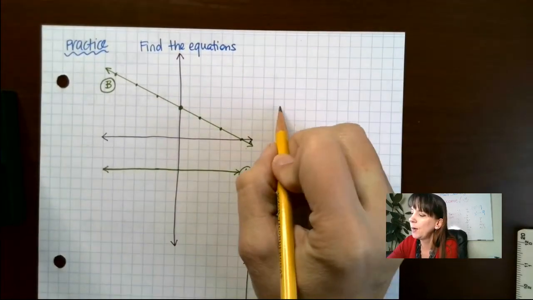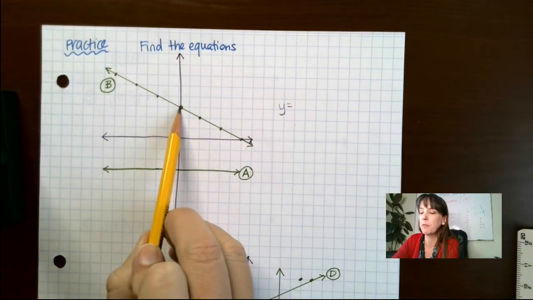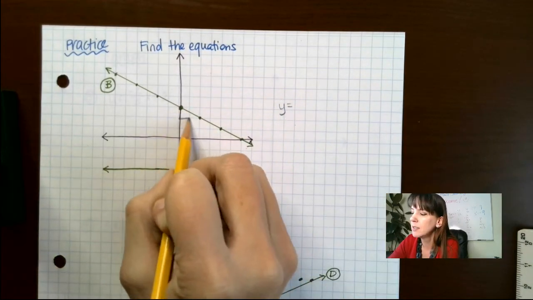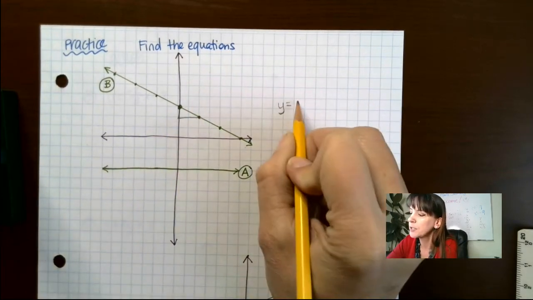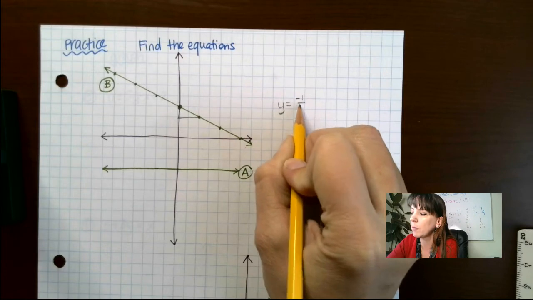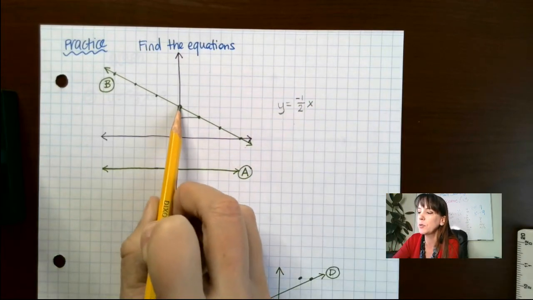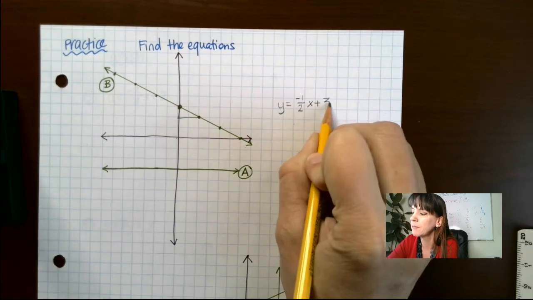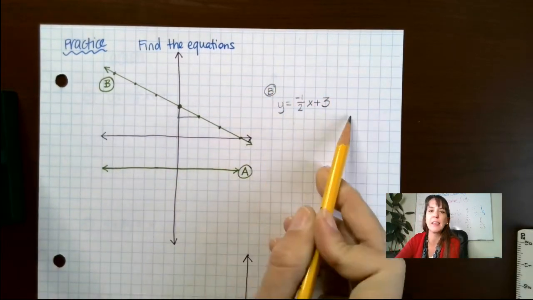All right, so y equals, for this guy, we need to find our slope first. We draw our triangle like this, and we go down 1 and in the positive direction 2. So our slope is -1 over positive 2x. Our y-intercept is 1, 2, 3, plus 3. So the equation of B is going to be this guy right here.